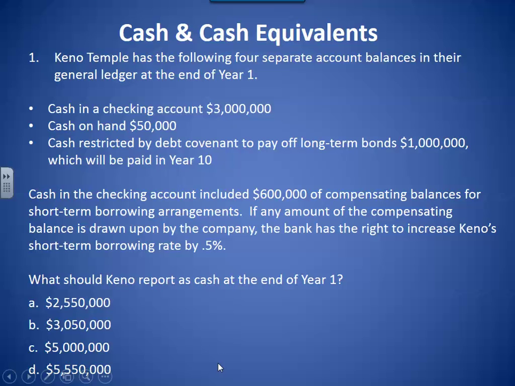Let's start off with question number one. This company here, Keno Temple, has the following four separate account balances in their general ledger, and you're given some facts regarding the account balances, debt covenants, and some compensating balance information. And the question asks, what should Keno report as cash at the end of year one?